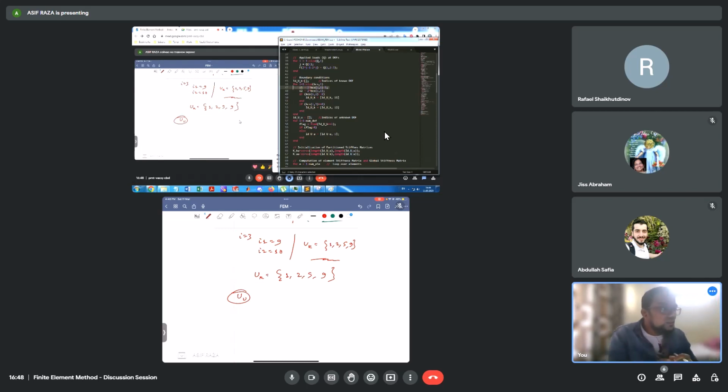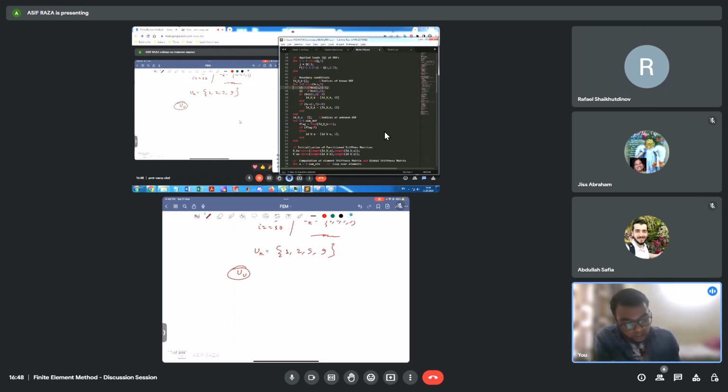Okay, now let's move on to this UU part, which is line number 56. So UU we are initializing, we are saying we have a null vector. Now for I equal to 1 to number of degree of freedom, in that case our total number of degrees of freedom is 14. And this statement: flag equal to find UK equal to I.